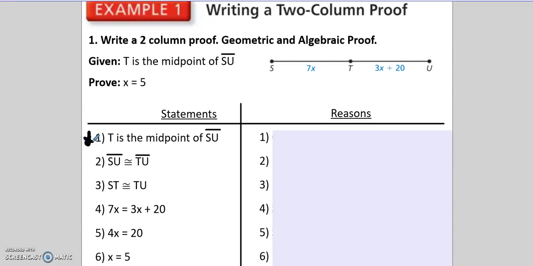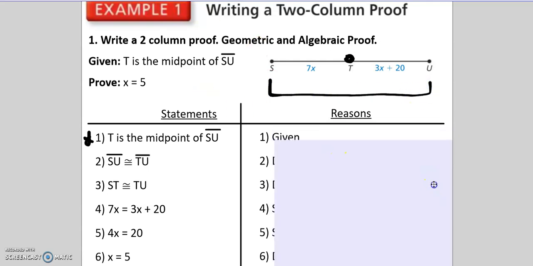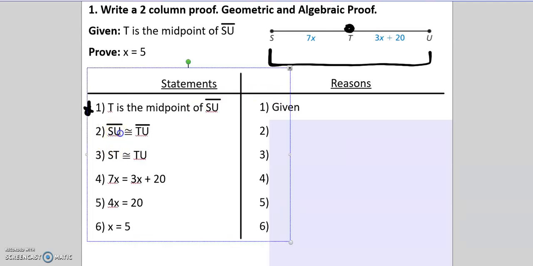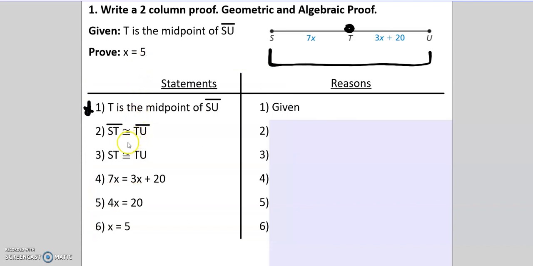It says T is the midpoint of SU. So here's T. They're telling us it's the midpoint of the segment SU. Okay, that's our given, so we can always start off with that as our reason. The first reason is always given. The next statement says segment ST is congruent to segment TU.